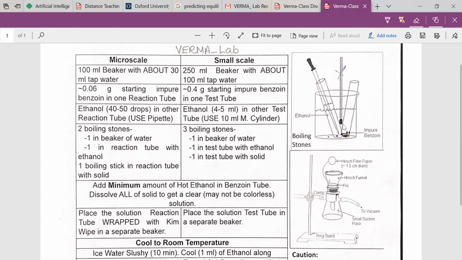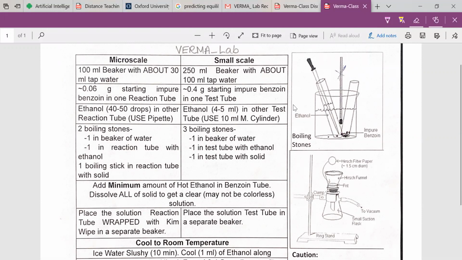In one of the tubes, you will just have your impure benzoin, and in the other tube, you will have your ethanol, along with a pipette. Now, if you remember your IR lab, I mentioned no inverting pipettes, and that rule will still follow today. Especially that when you invert your pipette, hot liquid will squirt out.